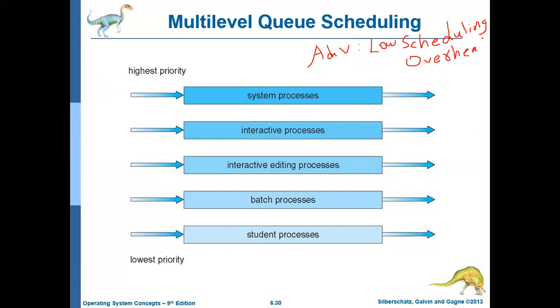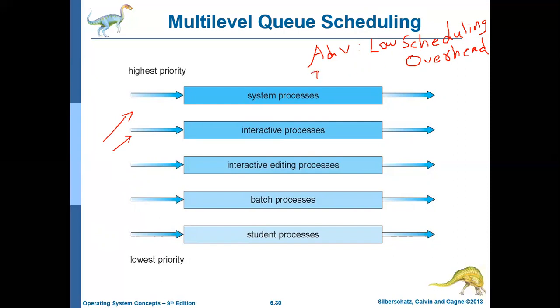That is, the operating system will check what type of process it is. It identifies the type of process and moves it to the appropriate queue. Okay, that's the core job of the operating system. So scheduling is quite easy. So we say the advantage of this particular algorithm is it has low scheduling overhead.